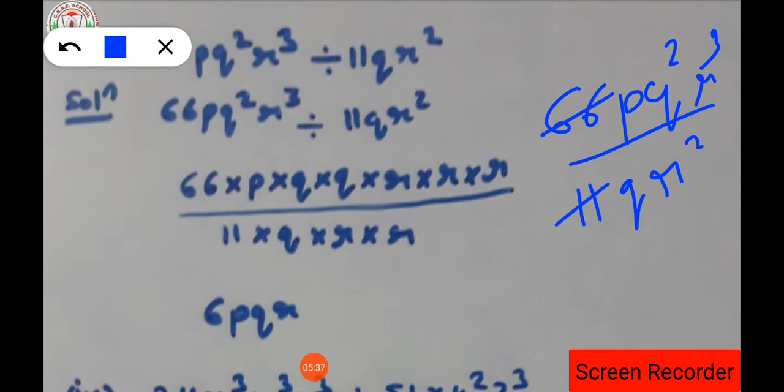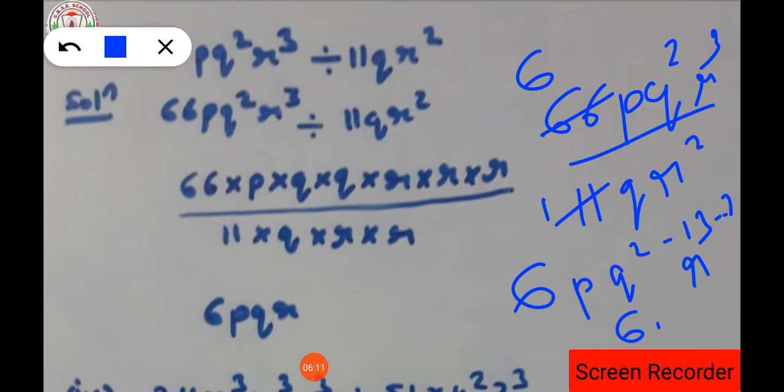Okay, so here 11 ones are 11, 11 sixes are 66, isn't it? So the number left out is 6. Now p to the power 1 is there. No variable in the form of p is in the denominator, so p will remain as it is. Now q to the power 2 will be subtracted with 1 because in the denominator q to the power 1 is there. Then r to the power 3 will be subtracted with r to the power 2 by using the laws of exponents. So what is the number left out? That is 6pqr.